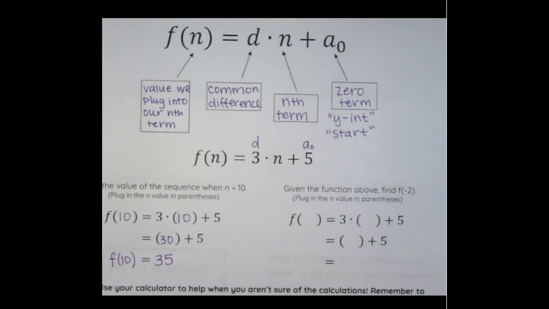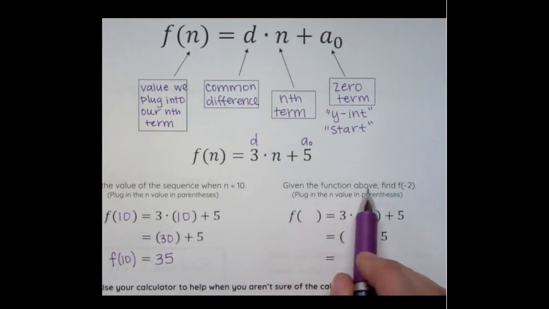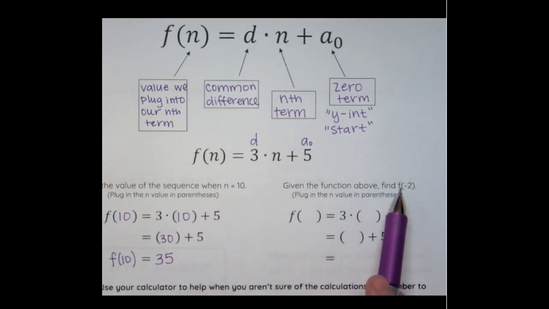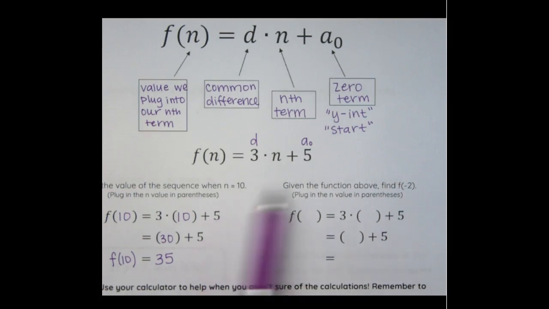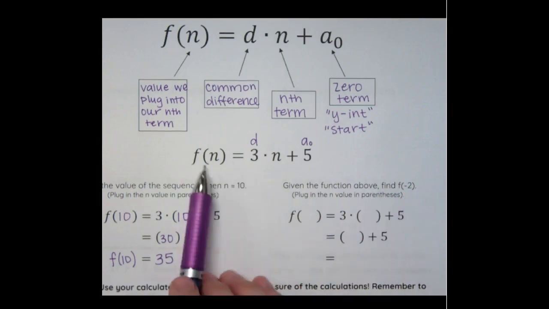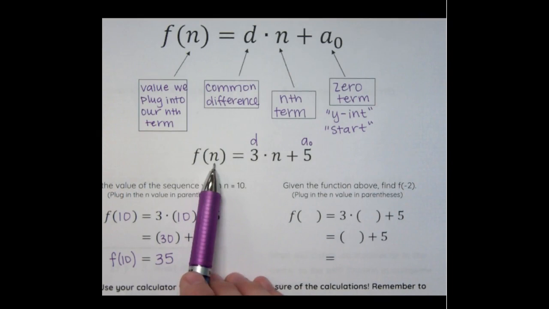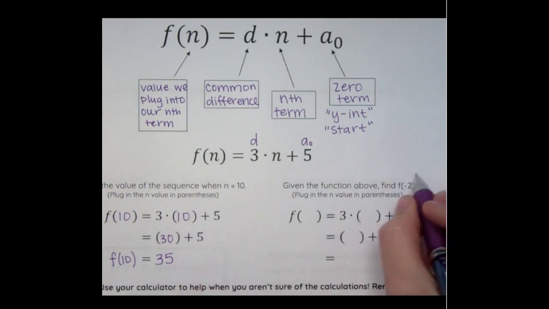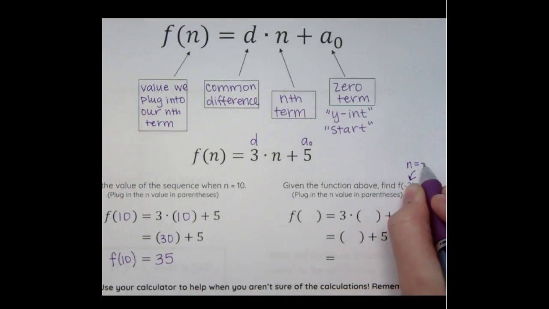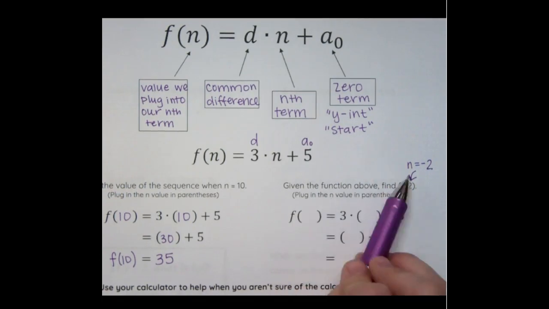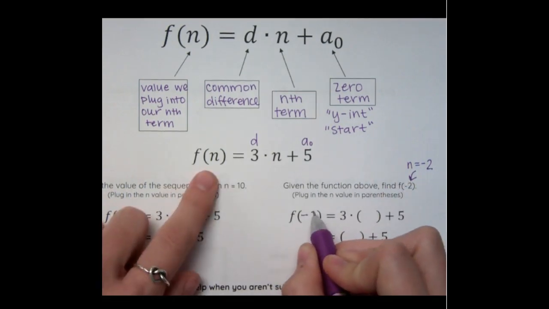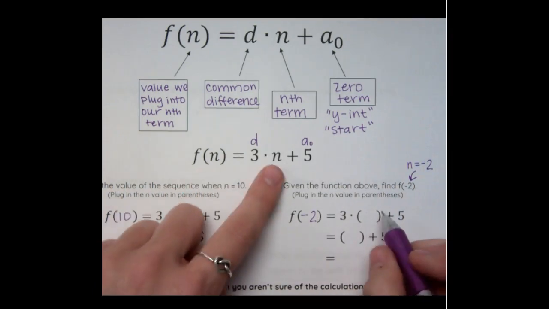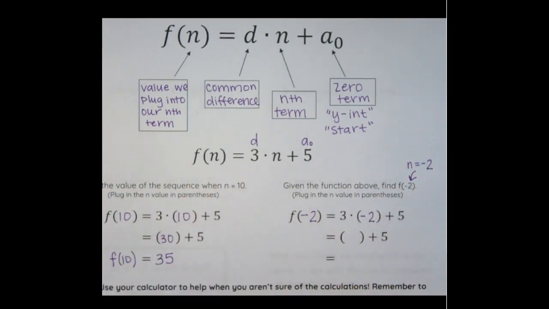So let's try another one. This one's worded a little bit differently. So it says, given the function above, we're still using this function, find f of negative 2. So while this one told us n equals 10, this one, we have to think about what this negative 2 means. If you look up here, the number that's inside the parentheses is supposed to be representing n. So n equals negative 2. So everywhere I see an n, I'm going to plug in negative 2. So up here I had an n, I'm going to plug in negative 2. Over here I had an n, plug in negative 2.